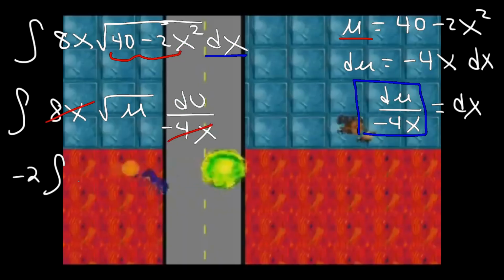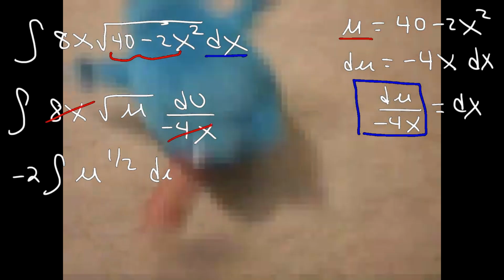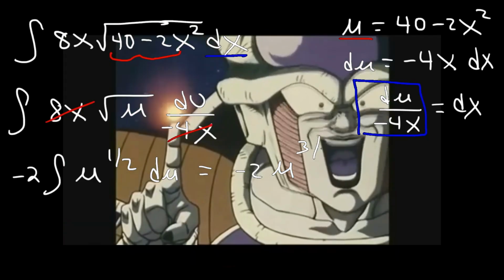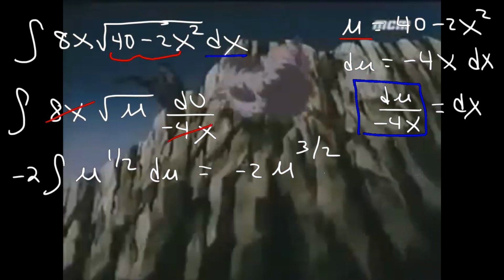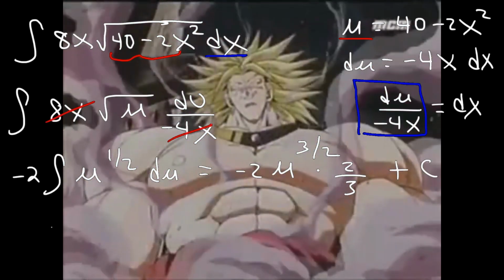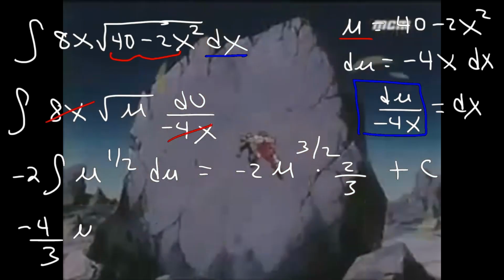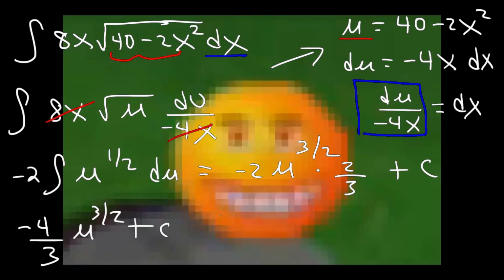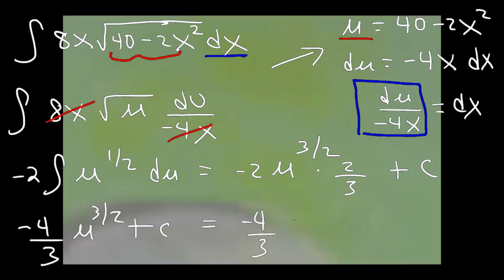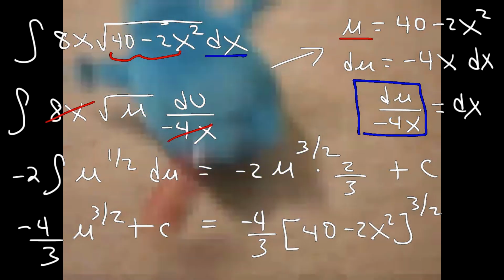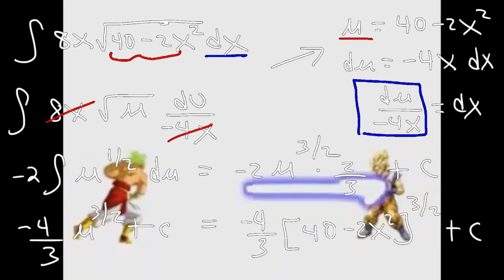The square root of u is the same as u to the 1/2. So now we can use the power rule. 1/2 plus 1 is 3 over 2. And then we could divide by 3 over 2 or multiply by 2 over 3, which is the better option. So negative 2 times 2/3, that's negative 4 over 3. Now the last thing we need to do is replace the u variable with 40 minus 2x squared. So the final answer is negative 4 over 3, 40 minus 2x squared raised to the 3 over 2 plus c. And that's all we need to do.